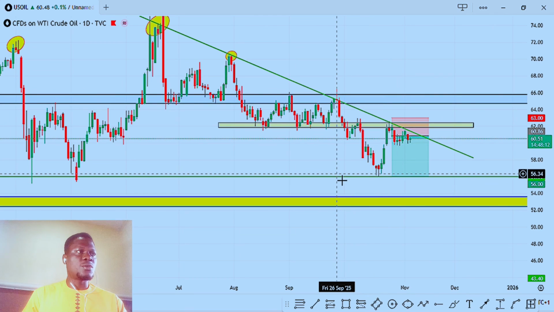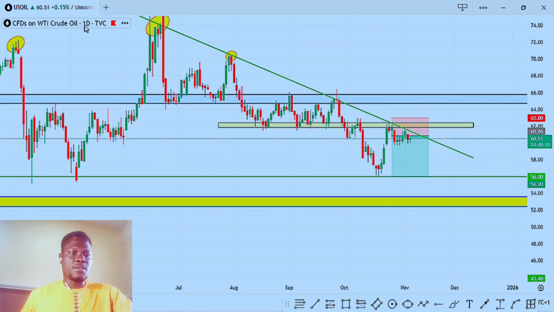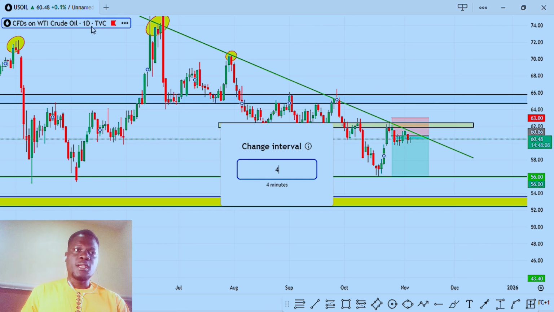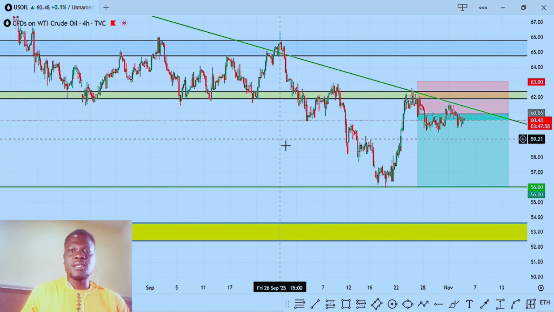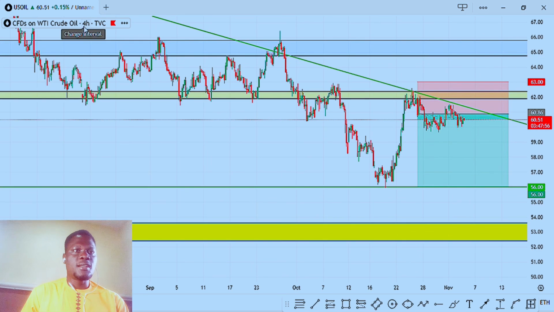So we are still favoring the downside on this US oil. We are currently still holding our position, right? Because from the higher time frames, from monthly, weekly, they are all pointing towards the downside. If you want to know more about that, go watch my previous analysis and I will keep you updated consistently on this trade.